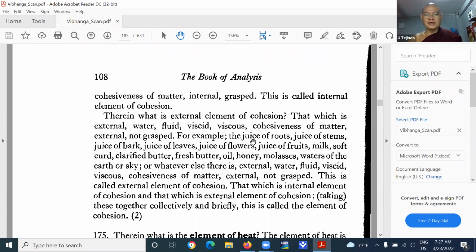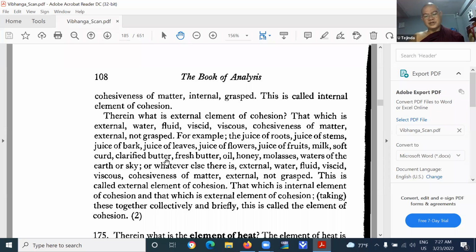Juice of roots, Mula Raso. Kada Raso, juice of stem. The ja, juice of bark. Pata, leaf. The popa, flowers. The pala, fruits. Kira, milk. Tadi, salt curd. Sapi, the clarified butter.